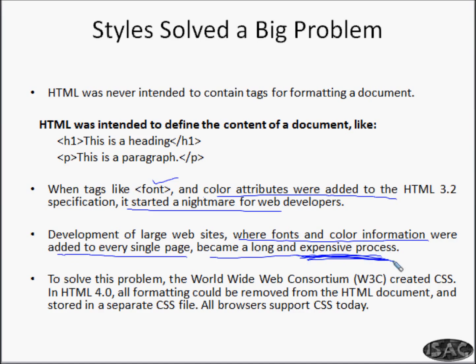Now this is a bigger problem. In future or later, if you want to change some font or color information, I need to go to every page and every line wherever the tag is used, and all the colors and fonts I need to change. So to solve this problem, the World Wide Web Consortium, W3C, created CSS, that is called cascading style sheets, in HTML4. All formatting could be removed from the HTML document and stored in a separate CSS file. You can have the whole stuff separately and reuse it. All browsers support CSS, almost. But there are some latest CSS3 features which are still not supported by all the browsers. So there is a huge incompatibility among the browsers.